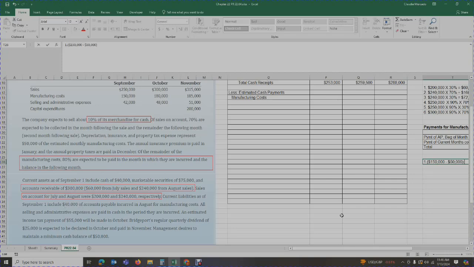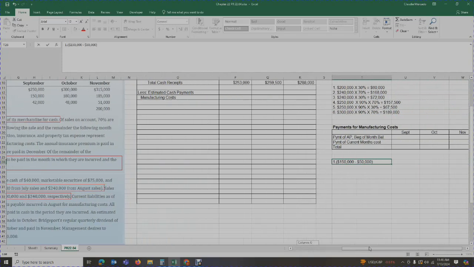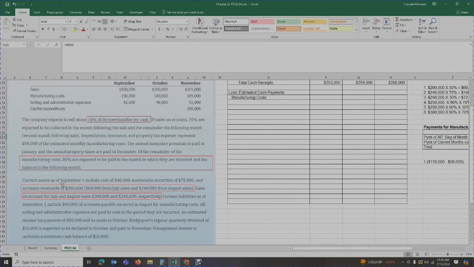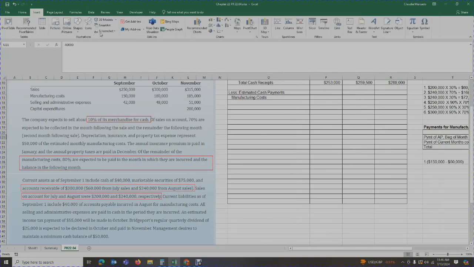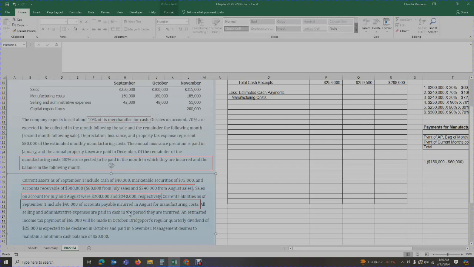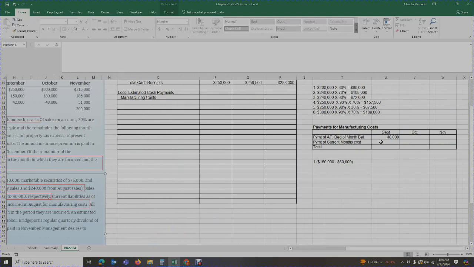There is no calculation for those $40,000. That is going to have to be paid, and that's our starting point. These $40,000 are coming from your beginning accounts payable balance, which is given to you in the problem before we actually start the calculations. We have to pay what we owe from last month that stayed pending. Those $40,000 will be paid in September.